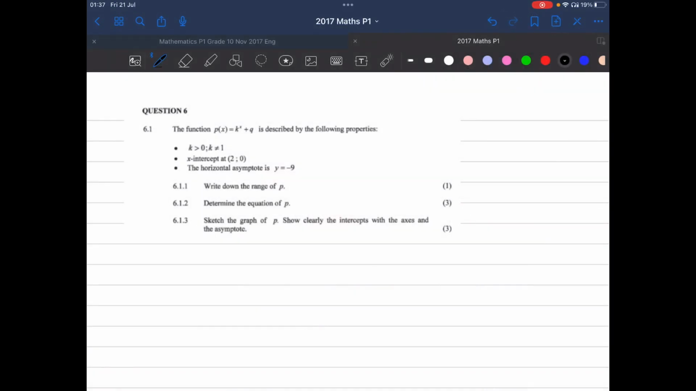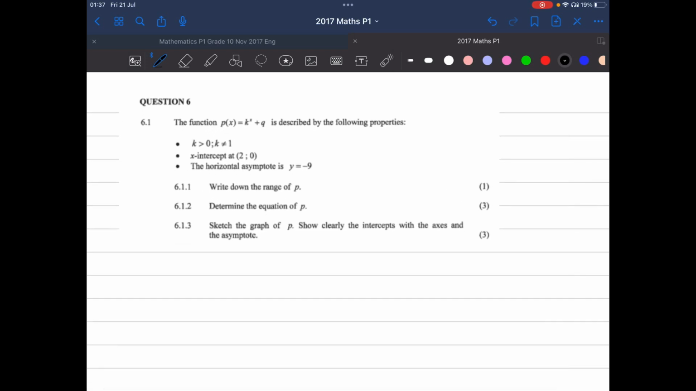Okay, let's look at question 6 now, which is a continuation of functions, and here we're looking at an exponential function. So we're told the function p of x equals k to the power of x plus q is described by the following properties. k is greater than 0 and k is not equal to 1. The x-intercept is at 2 and 0. The horizontal asymptote is y equals minus 9. Write down the range of p.